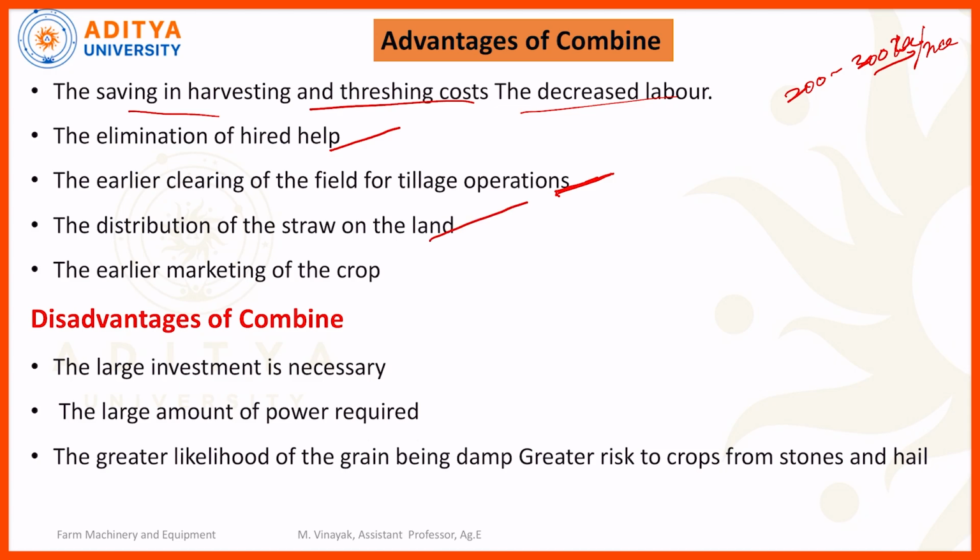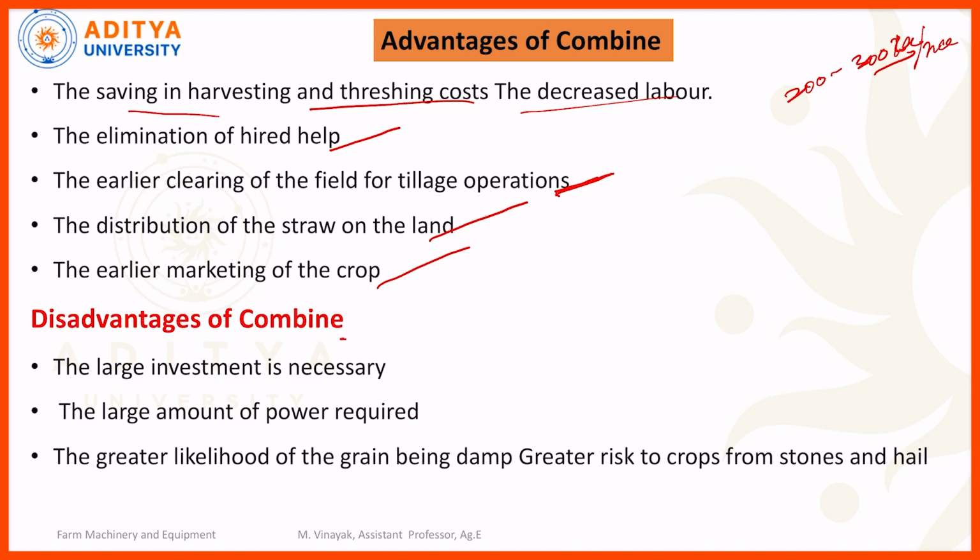Next one is distribution of the straw on the field. Distribution of the straw throughout the field is possible only through the combine harvester. So it is both a disadvantage as well as an advantage at the field level. Why? Because if we spread the chaff material throughout the field, it will act as a nutrient to the soil. Next one is the earlier marketing of the crop. If the market season is very good, in that situation we can harvest the crop, send it to the market at the right time and get more profit for the farmer.